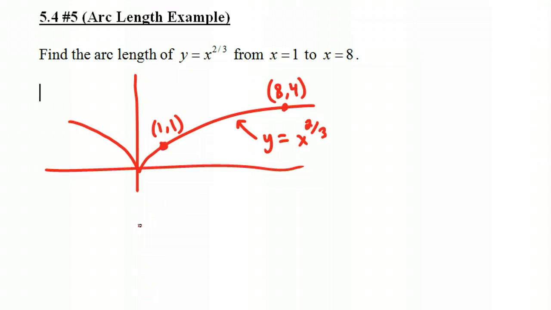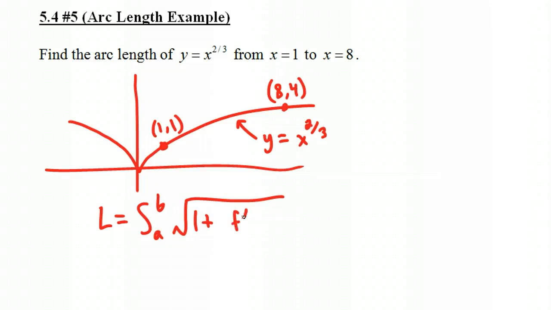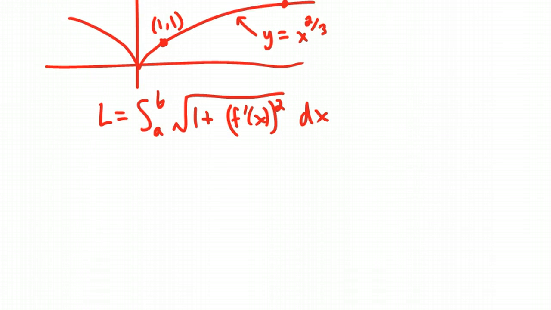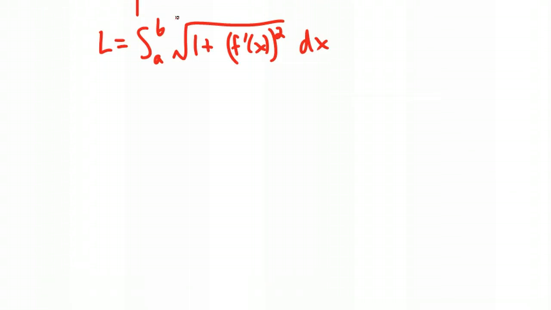All right, now let's remember our arc length formula that we learned in class. That formula says that the arc length is the integral from a to b of the square root of 1 plus f prime of x squared dx. For this particular problem, I'm using y instead of f of x, but f of x would be x to the 2/3 power. So let's start plugging some numbers in.